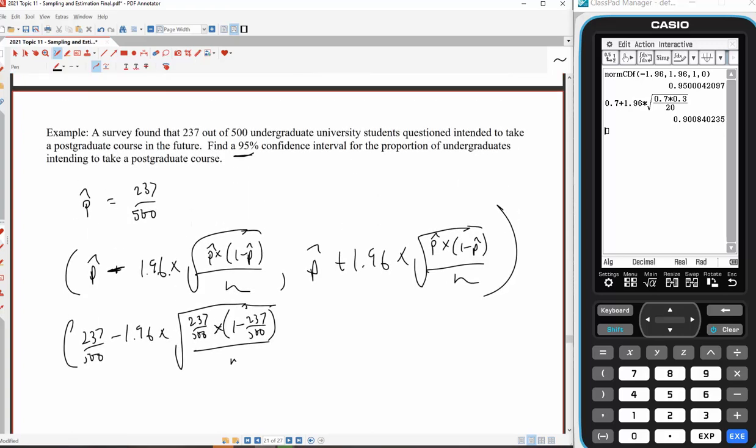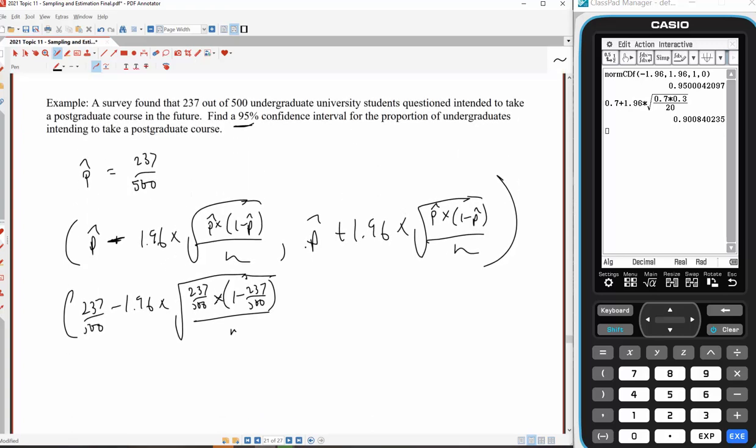N was the sample size, which was 500. And then we just write the same thing. It's a little tedious, actually. There is a quicker way, I'll show you in a sec.